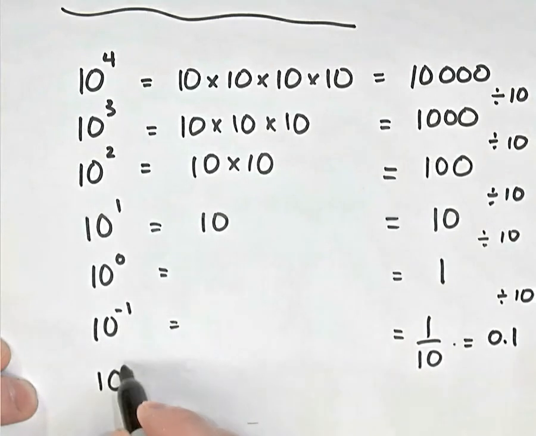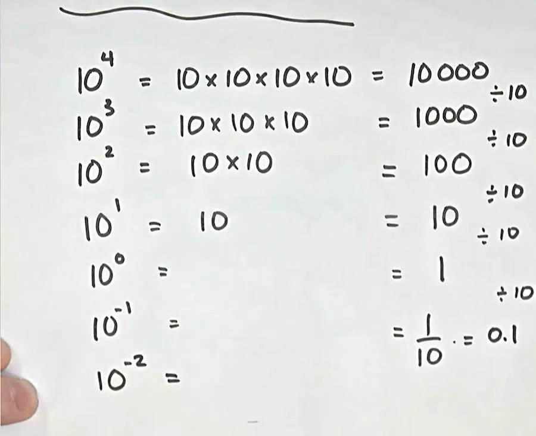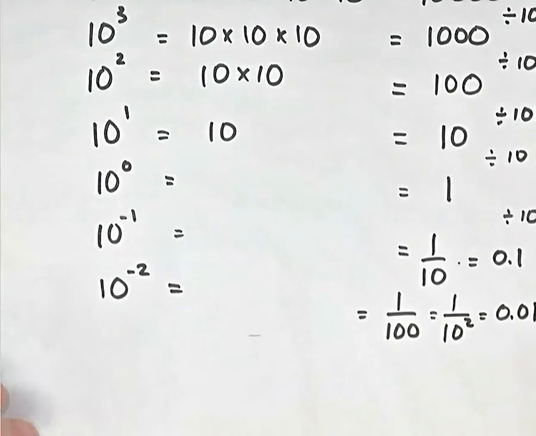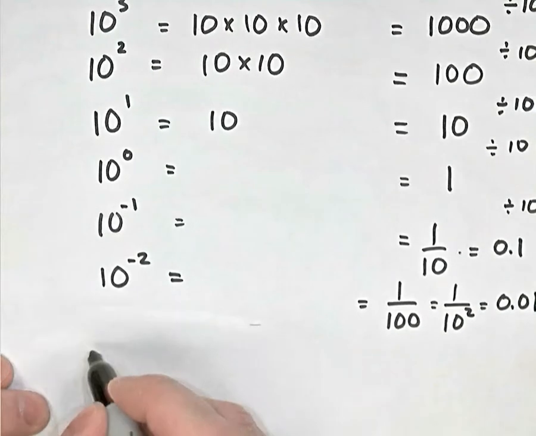So 10 to the power of negative 2, dividing by 10 again, would be the same as 1 over 100. Now 1 over 100 is the same as 1 over 10 to the power of 2. And that's going to give you 0.01 if you did that on a calculator. And 10 to the negative 3.